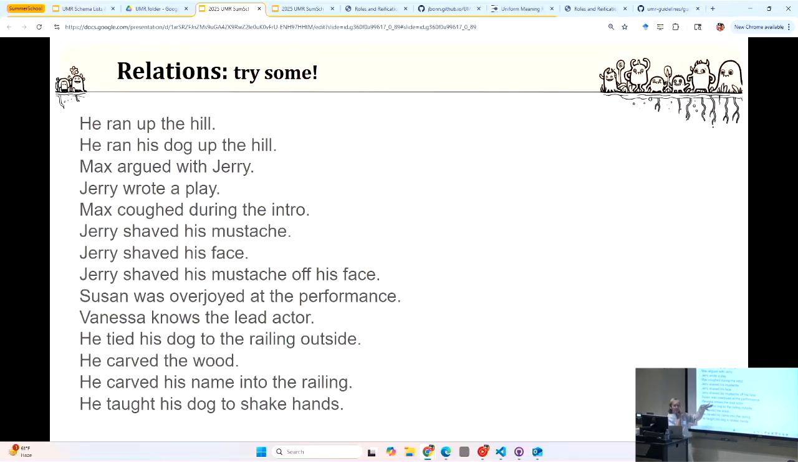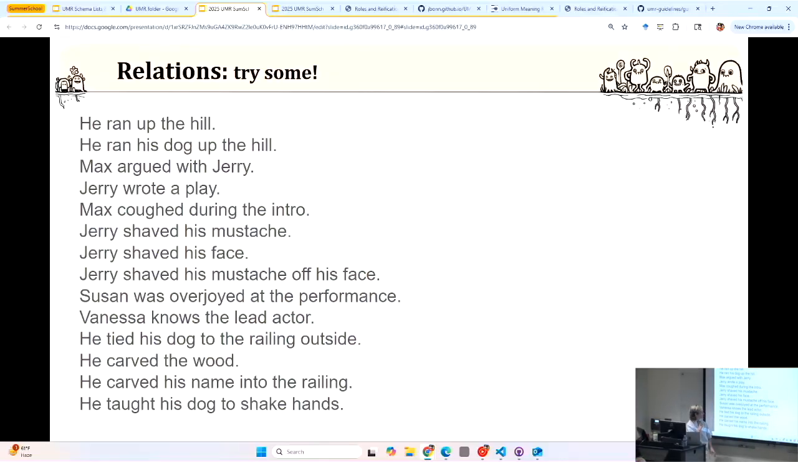Susan was overjoyed at the performance. Classic experience or stimulus. Vanessa knows the lead actor. Also experience or stimulus. He tied his dog to the railing outside. This is one where you could kind of go a couple different directions. If we had a co-theme role, you could consider the railing and the dog to be two things that are tied together symmetrically. But UMR has chosen to call this a goal.